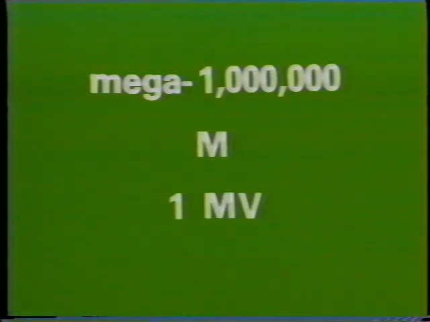For example, the prefix mega represents 1 million, and the abbreviation for mega is a capital M. So writing 1 MV, a capital M for mega plus a capital V for volts, is a short way to write 1 million volts. A short way to say 1 million volts is to say 1 megavolt. To express 1 million in mathematical terms, you use the symbol 10 to the 6th power.